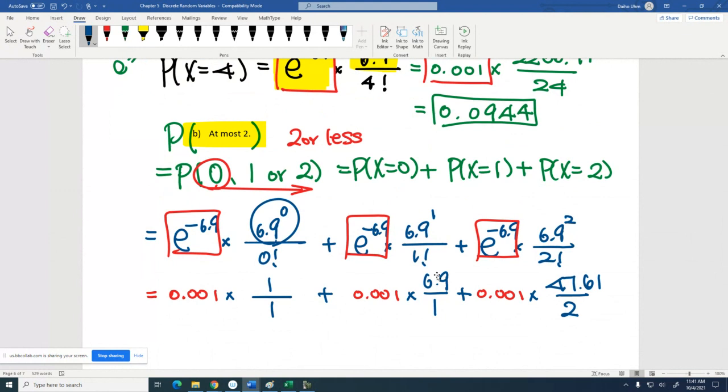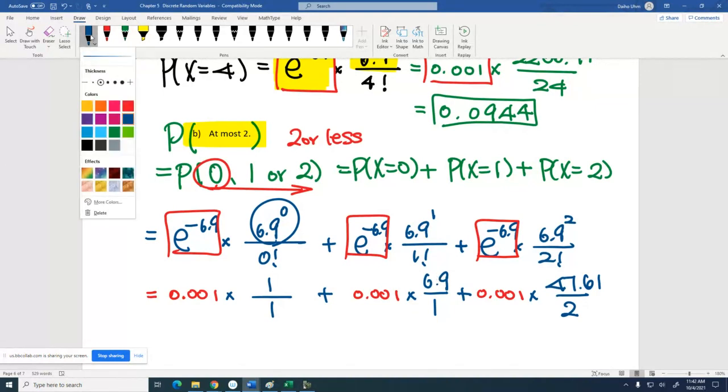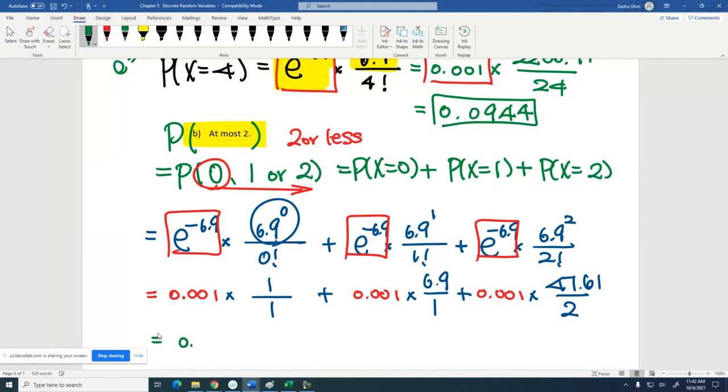How much do you expect a 3 factorial? Try it. 6. Yeah, another one. So every single time, please take the factorial. Yeah, 3 factorial will be 6. It's not 3. Anyway, so it will be 0.001.